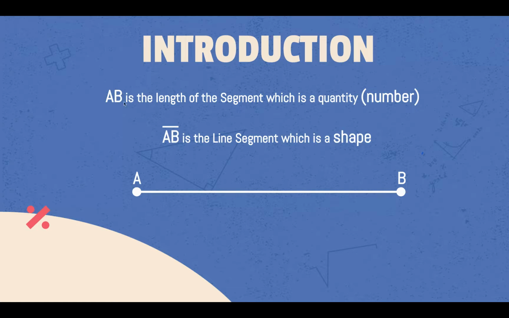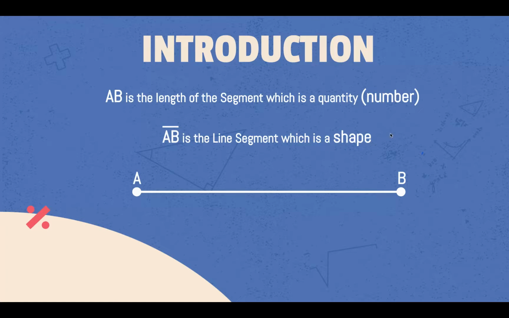So AB, the number, is saying, well, how long is it? How long is this? What is that value? Segment AB is saying, look at this shape, the actual segment itself. So they're very different. So it's very important that when you're writing equations about numbers and calculating numbers that you use this notation for numbers. And if you're writing statements about shapes, you use this notation.